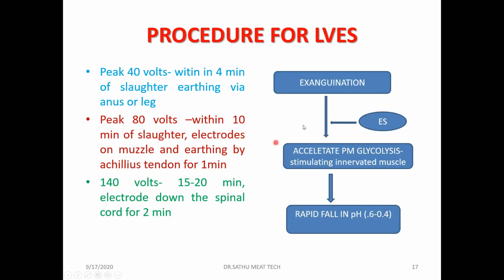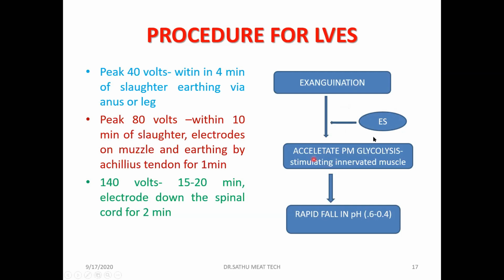So how are we doing it? Okay, what is the procedure? Immediately after the exsanguination, we give the electrical stimulations. Normally in our meat plant we give the electrical stimulations within 10 to 15 minutes. That is before evisceration and before deskinning, we can do the electrical stimulations. Sometimes if the stomach is very full or it's a very large animal, the rumen may rupture, but 99% we are not seeing such rupturing.